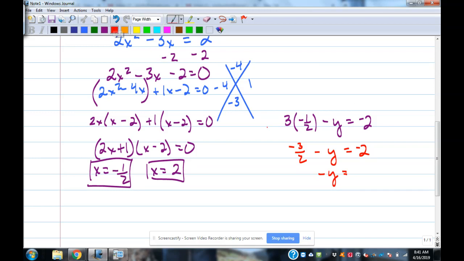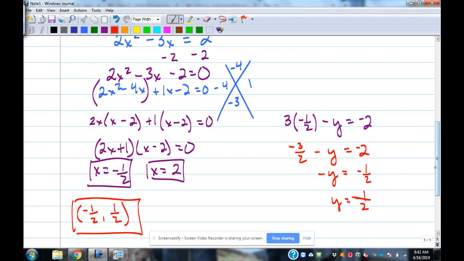And so add 3 over 2 to negative 2. So that'd be negative 1/2. And then y is equal to 1/2, or positive 1/2. So we get an ordered pair when x is negative 1/2, y is positive 1/2. So there's one of our solutions.